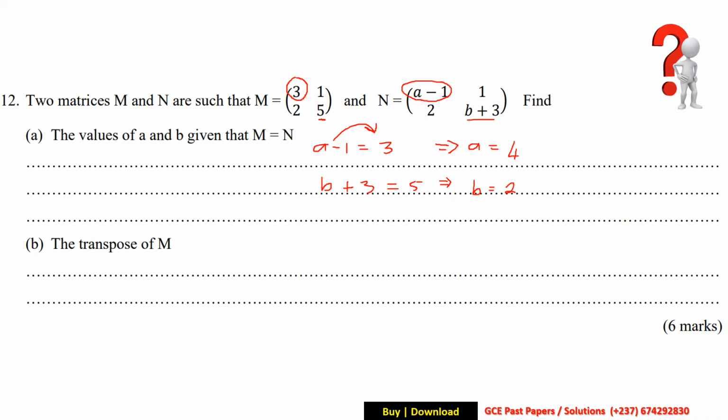Now they want us to find the transpose of M. We get the transpose of M by just swapping rows for columns. So the transpose of M, written as M^T, will be equal to: for M, row 1 is 3, 1. So this row 1 becomes column 1: 3, 1. And then row 2 is 2, 5. It becomes column 2: 2, 5. Cheap things. So this is how somebody just earned 6 marks without doing anything. So that is it for this question.